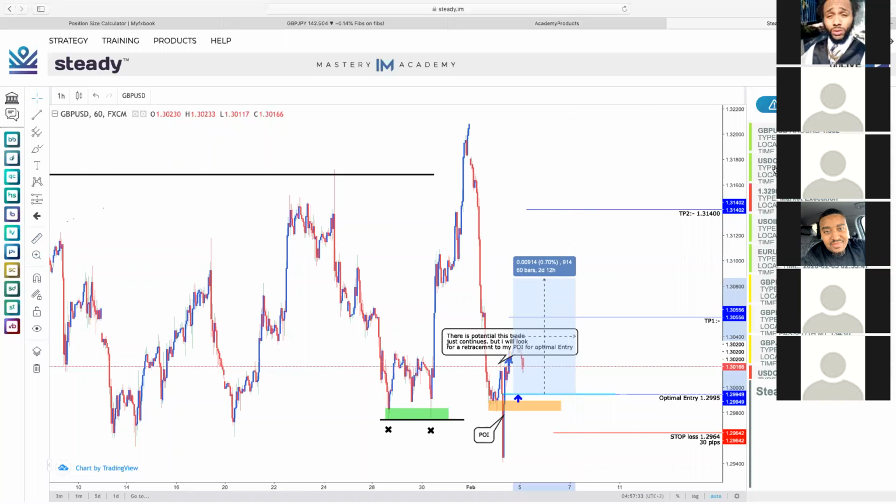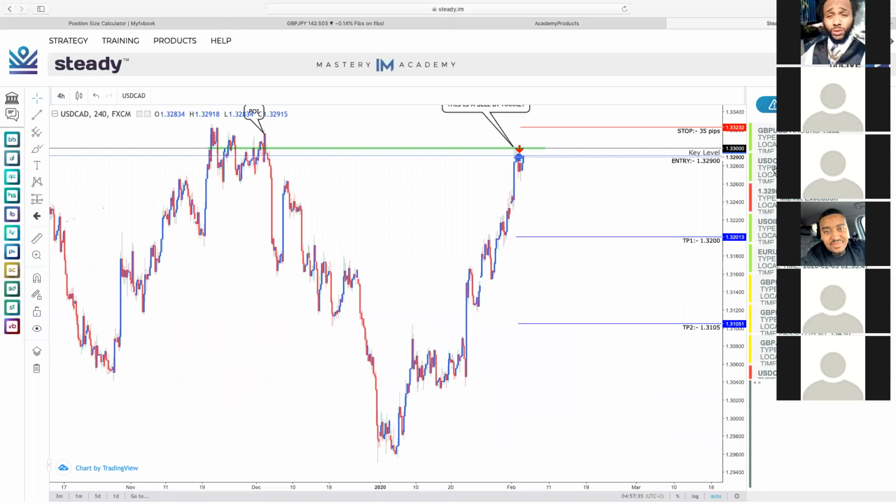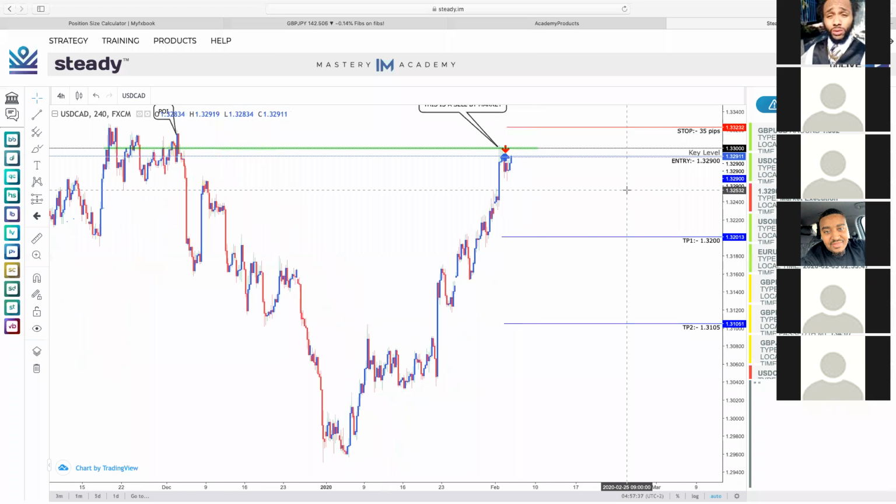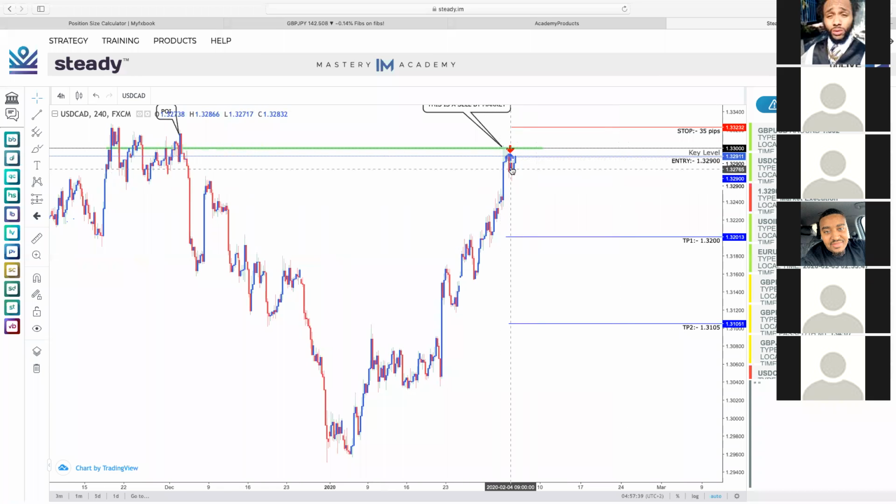Let me show you this specific trade. Matter of fact, the USD CAD trade that I'm in right now is based off of Steady Signal. Here was the actual entry that John Donnelly called out. On this, actually, it was right here. This was the entry, and the stop loss is 35 pips, okay?